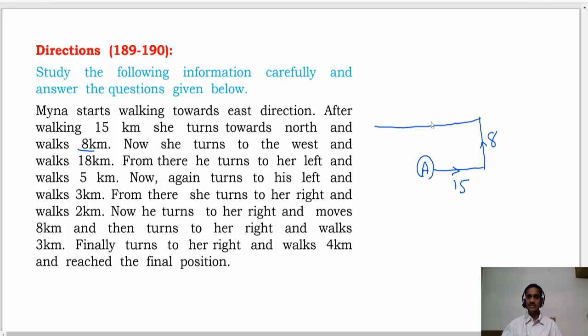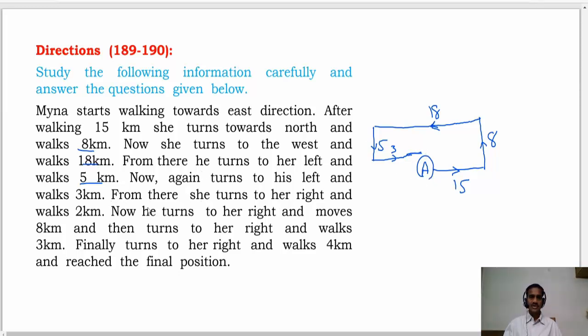ఇక్కడ నుంచి వెస్ట్కి వెళ్ళిపోయింది. వెస్ట్కి ఎంత ట్రావెల్ చేసింది చెప్పండి? 18 kilometers ట్రావెల్ చేసింది. 18. From there she turns to her left and walks 5 kilometers. ఇక్కడ నుంచి మళ్ళీ 5 kilometers. Now she turned only 5. ఈ 8లో only 5 కవర్ చేసింది. Now again she turns left and covers 3 kilometers. ఇక్కడ నుంచి 3 kilometers కవర్ చేసింది. 3 kilometers అంటే కరెక్ట్గా ఇక్కడికి వచ్చేసింది. ఇంతకుముందు 18లో 15 ఇటు కవర్ అయిపోయింది, ఇప్పుడు 3 కవర్ అయిపోయింది. కనుక A కి కరెక్ట్గా vertical portions down and 3 kilometers.